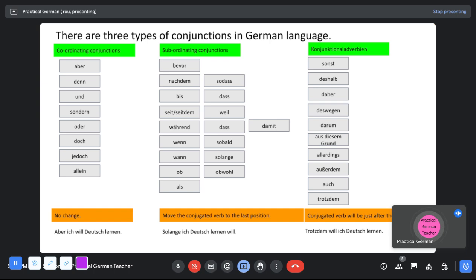Or let's say you are going somewhere. "Sobald" means immediately, or as soon as you are home. I think it may mean soon or as soon as. Sorry, I was not good with my mic. Yeah, so continue please.